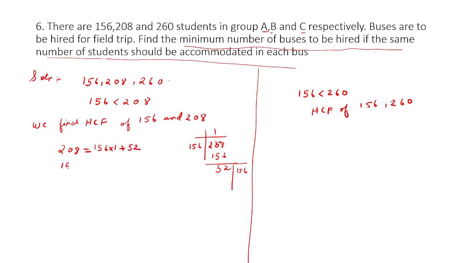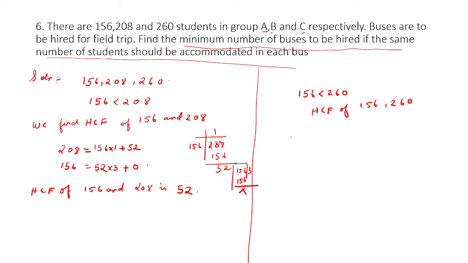Now 156 becomes the dividend, and 52 the divisor. 52 into 3 actually gives you 156. Clear? So 52 into 3 gives you remainder 0. So the HCF of 156 and 208 is 52. Okay? With the least number, we'll try to find this.